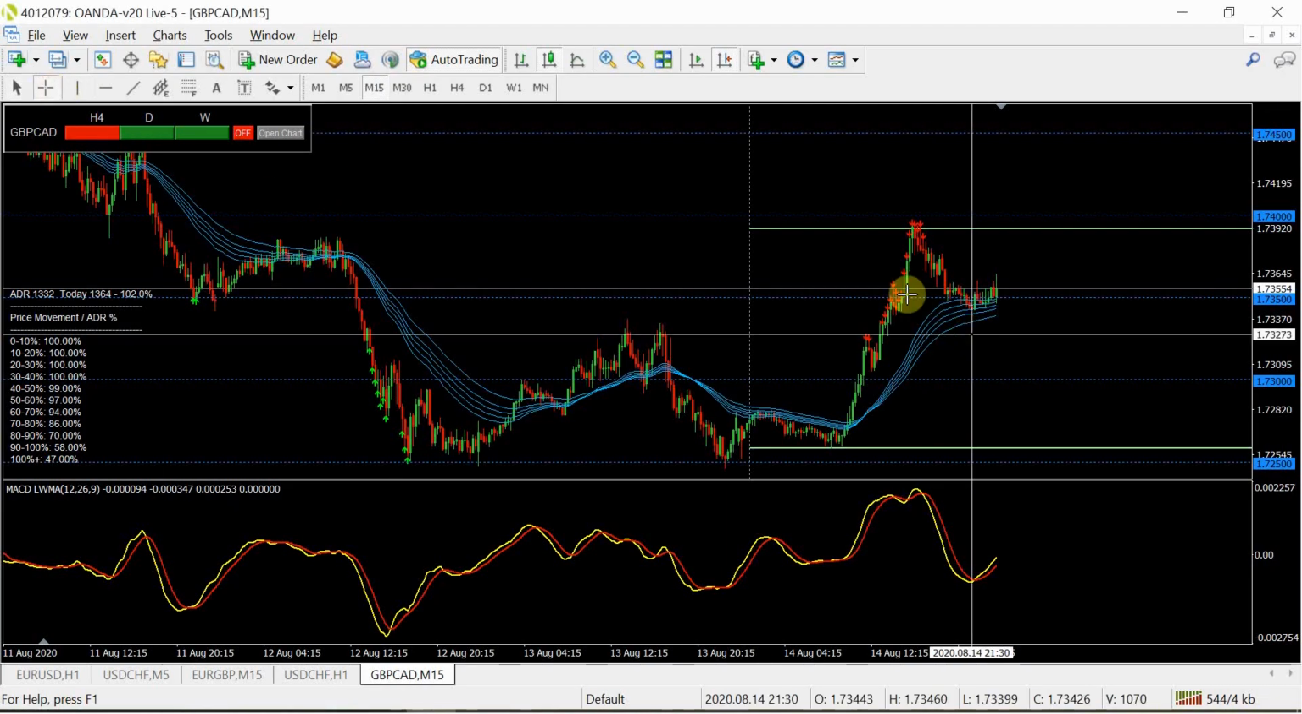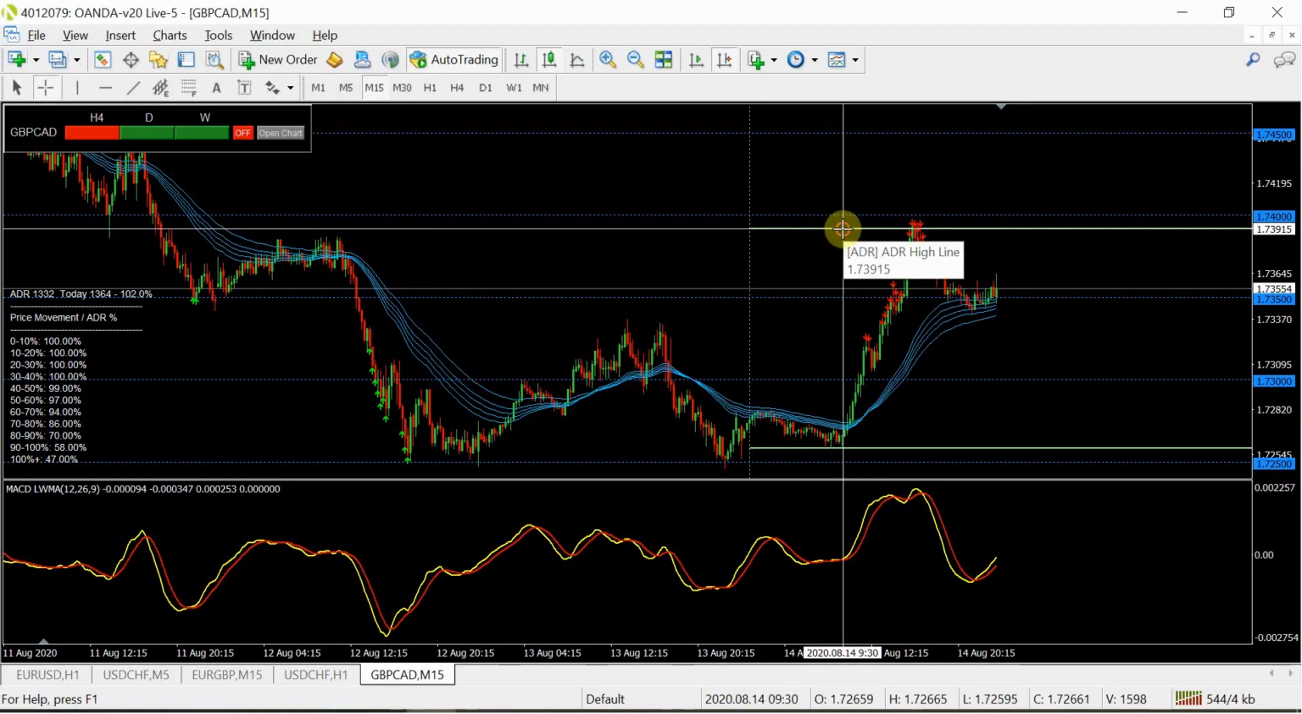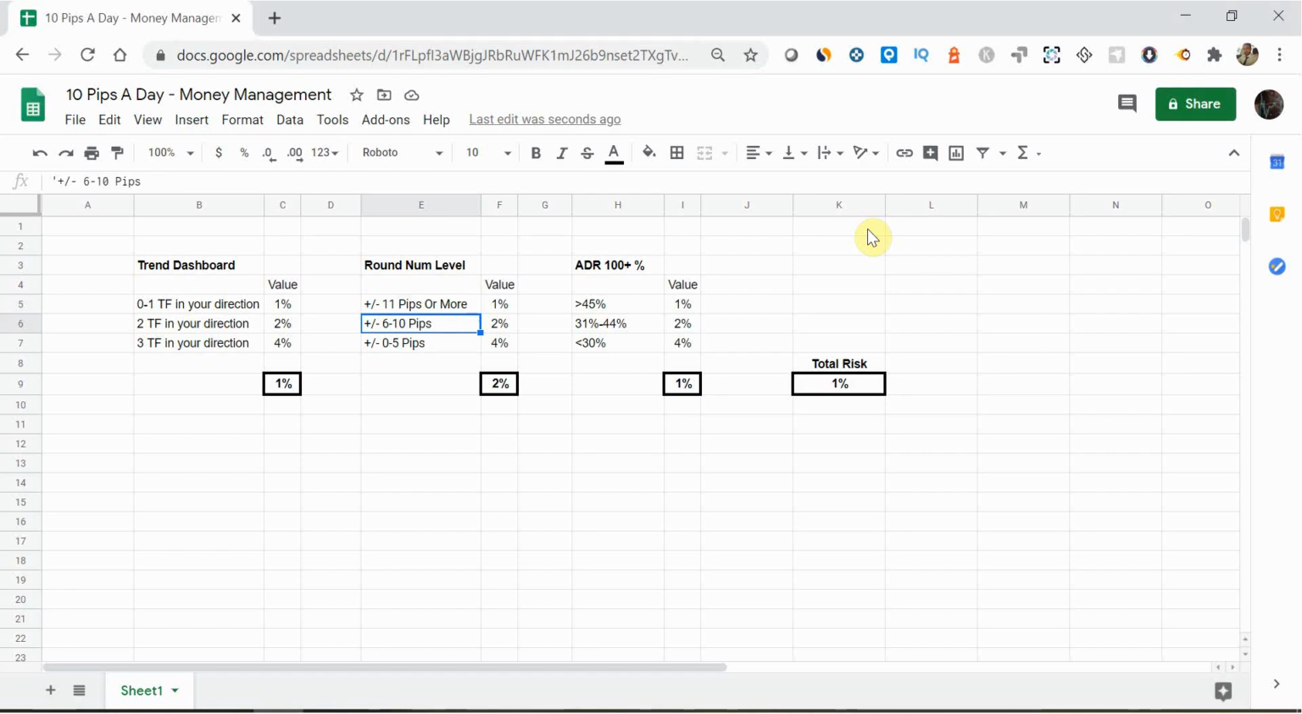So if we have a look here, and again, it doesn't need to be exact, it's around 8 or 9 pips, which puts us into the second bracket of 2%. Then all you do is stick in 2 inside the calculator here. So that's the second element.